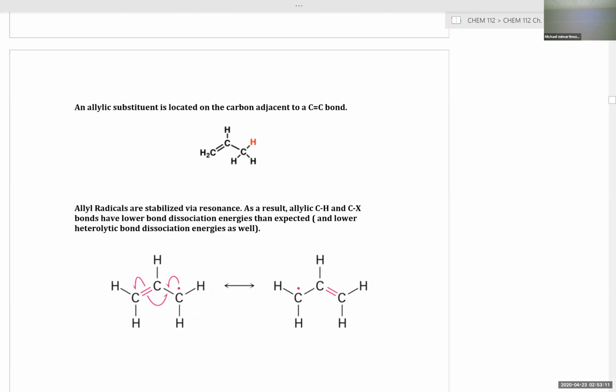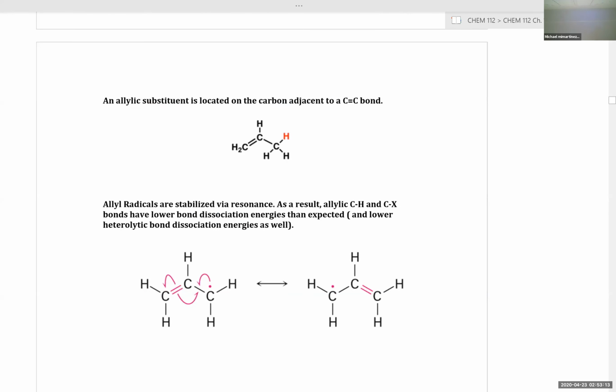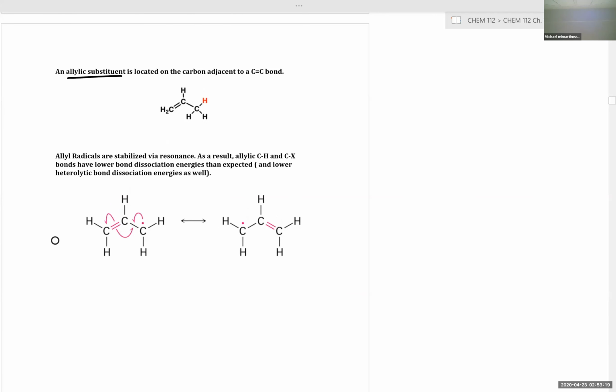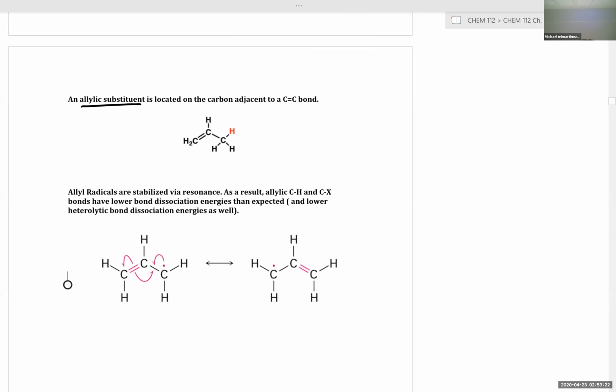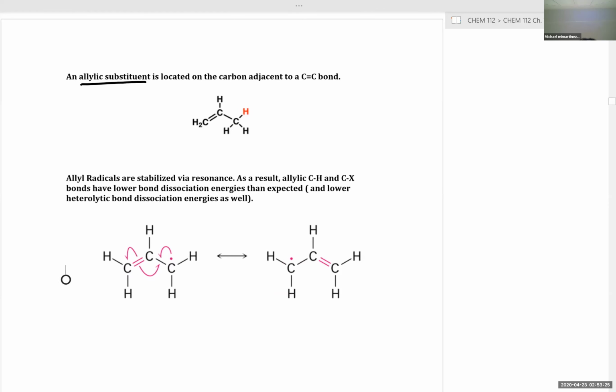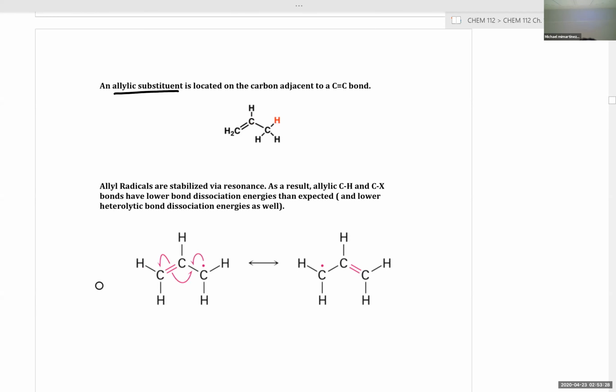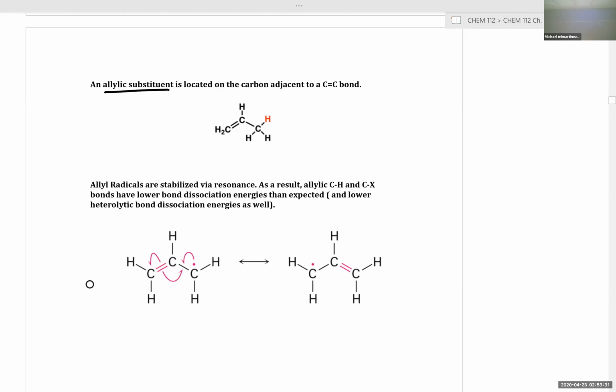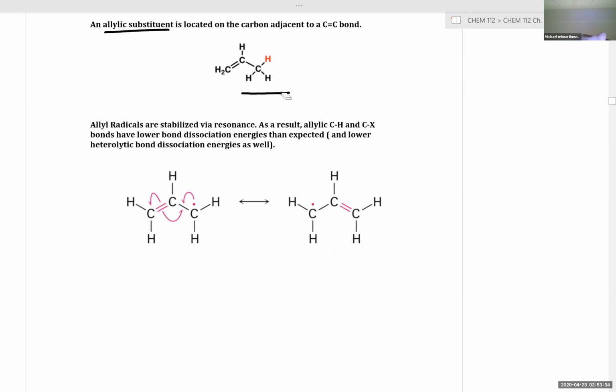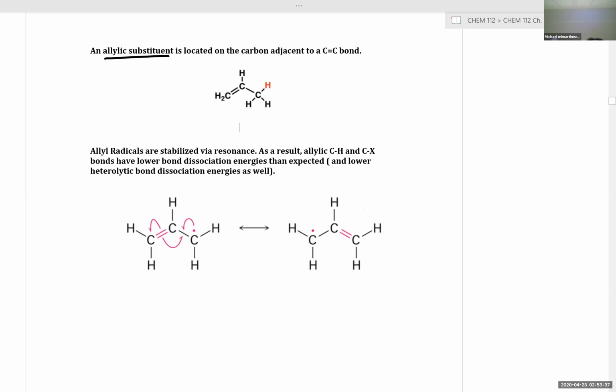So to tackle this idea of allylic substituents, let's take a look at some allylic substituents. One moment, let me just zoom in really quickly. Sometimes Zoom lags a little bit. An allylic substituent is located on a carbon adjacent to a carbon-carbon double bond. So all three of these hydrogens would be called allylic hydrogens.